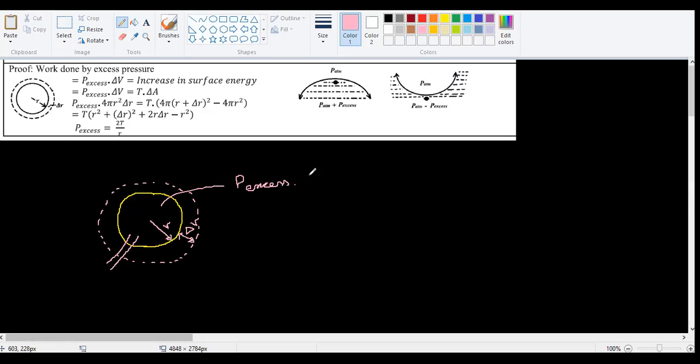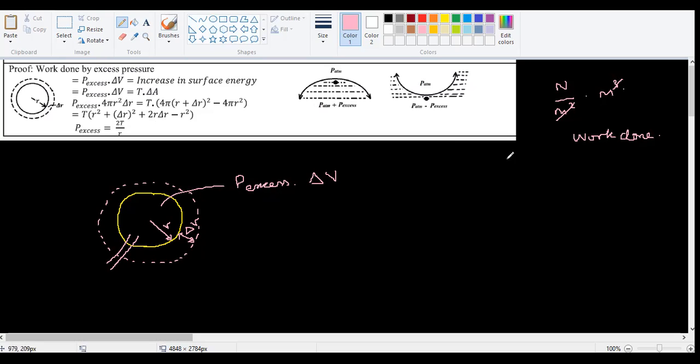You know that pressure into volume is something called pressure energy. We talked about it: pressure into volume is Newton per meter squared into meter cubed. So this and this cancel, and I'll get Newton meter, which is work done. That means pressure into volume will give me the work done by excess pressure. So excess pressure P excess dot delta V is the increase in surface energy.